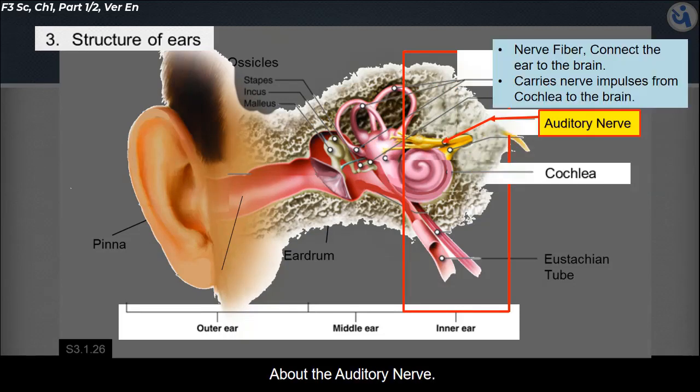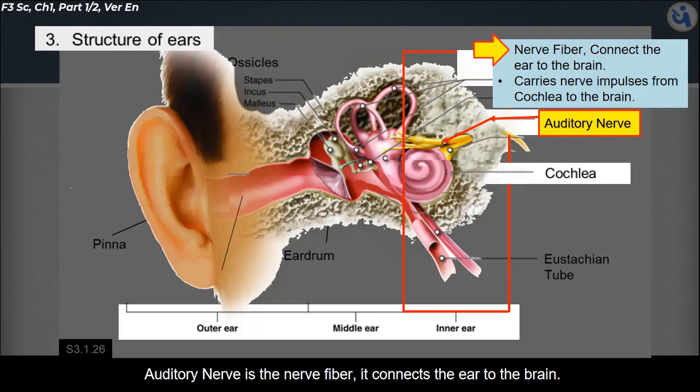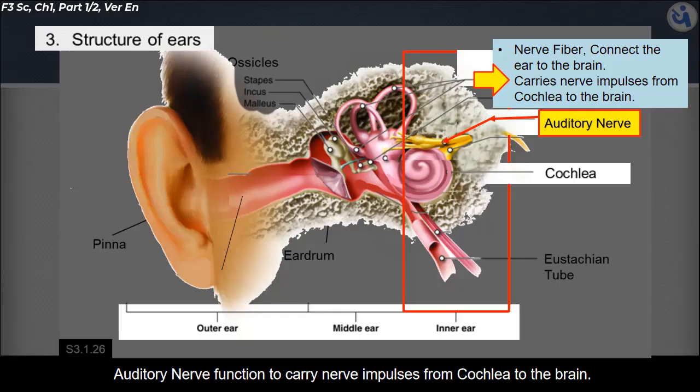About the auditory nerve. The auditory nerve is a nerve fiber that connects the ear to the brain. The auditory nerve functions to carry nerve impulses from the cochlea to the brain.